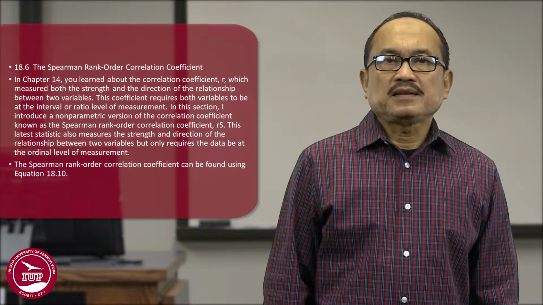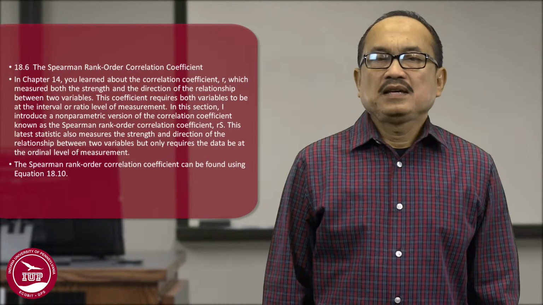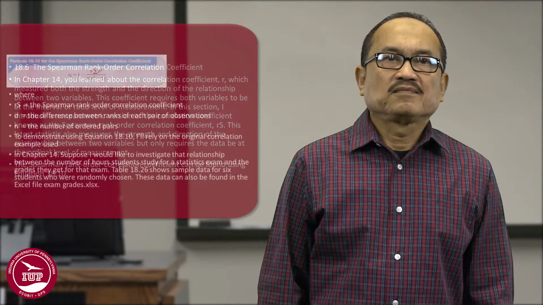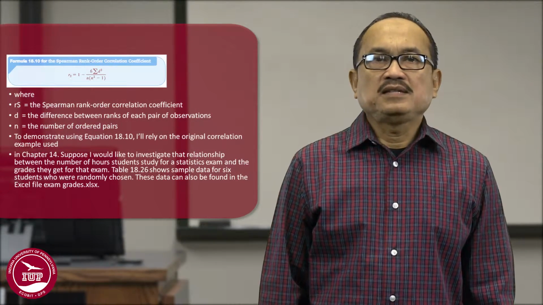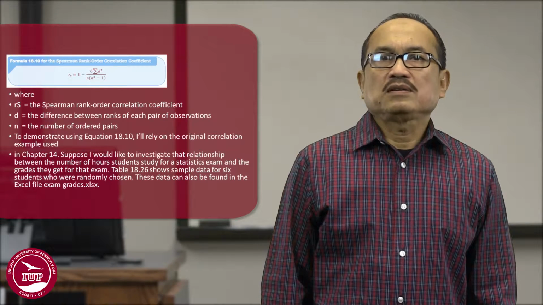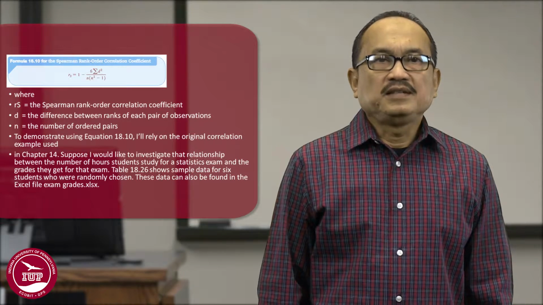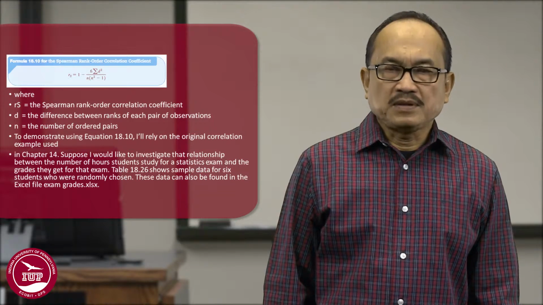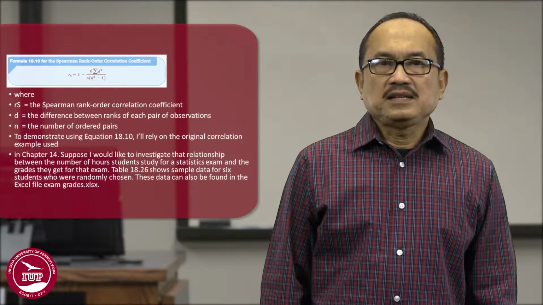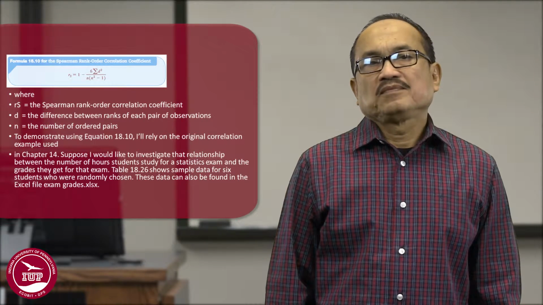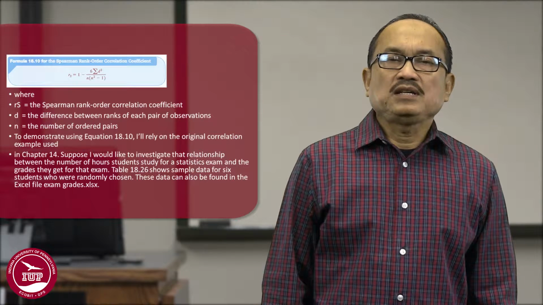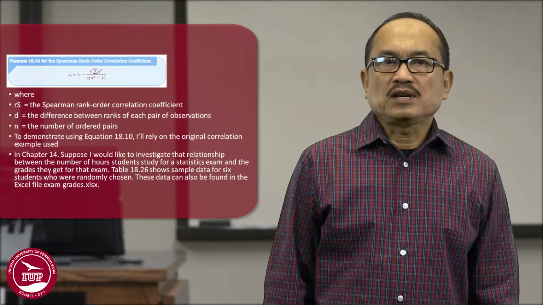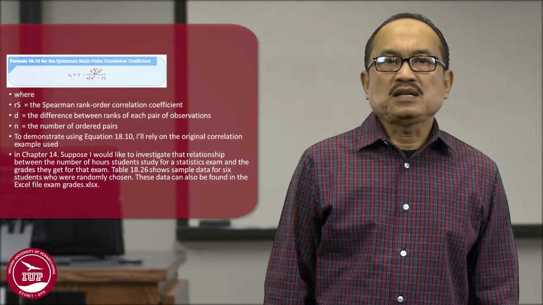The Spearman rank order correlation coefficient can be found using equation 18.10, where rs is the Spearman rank order correlation coefficient, d is the difference between ranks of each pair of observations, and n is the number of ordered pairs. To demonstrate using equation 18.10, we will rely on the original correlation example used in chapter 14.